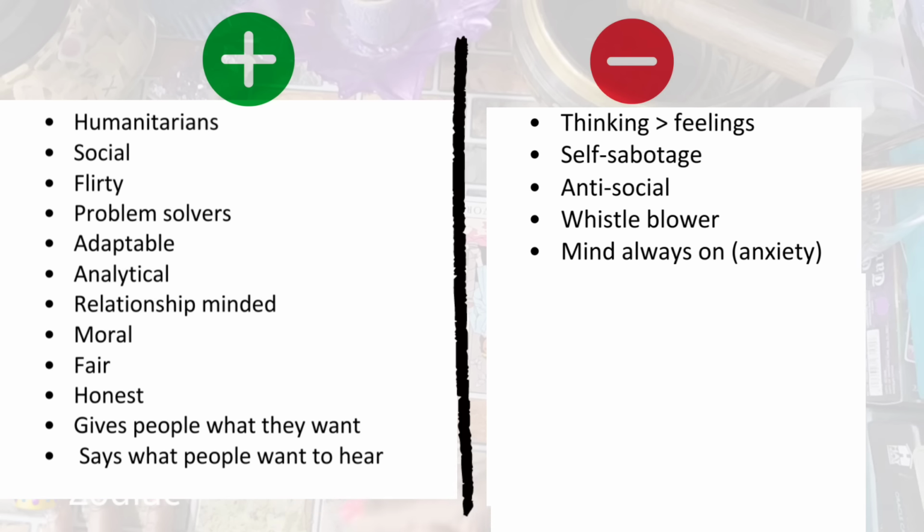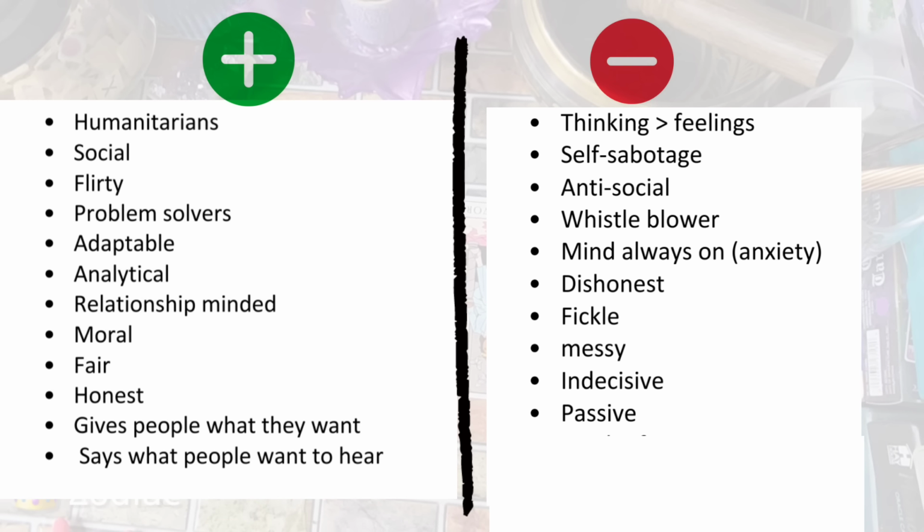Their minds are always on. Just very, very chatty, which makes them prone to anxiety. They could be dishonest. Ooh. On the downside, when the air signs are acting badly, they're liars. Do not believe anything they are saying. Fickle, very messy. Oh my goodness, very messy.